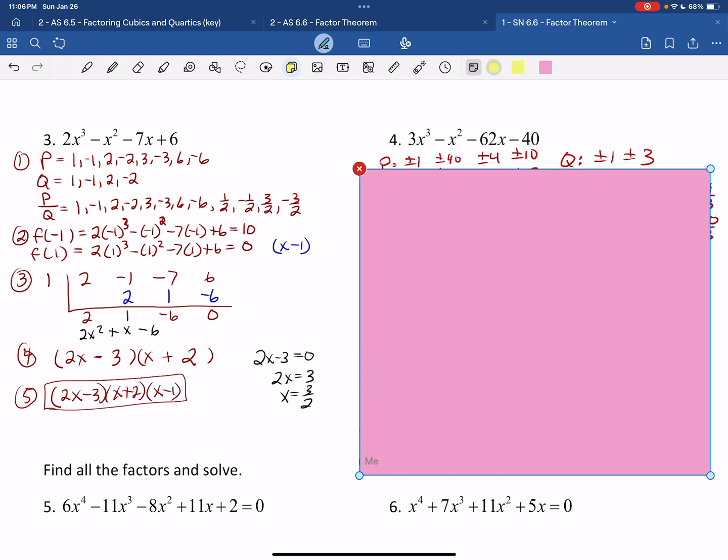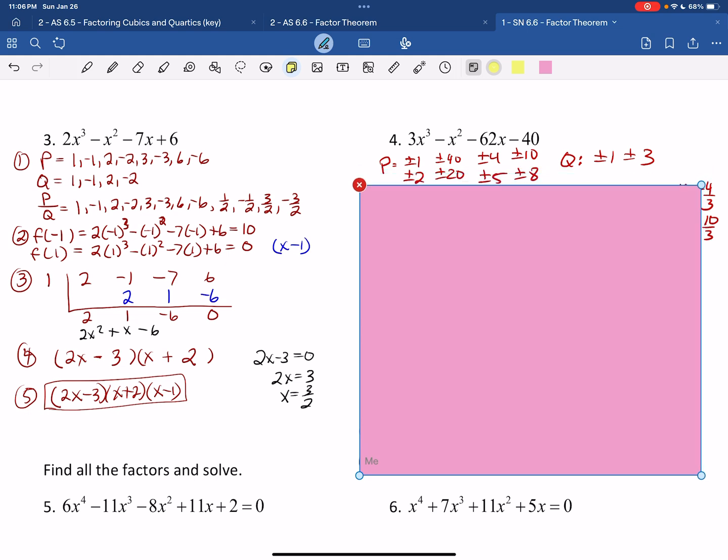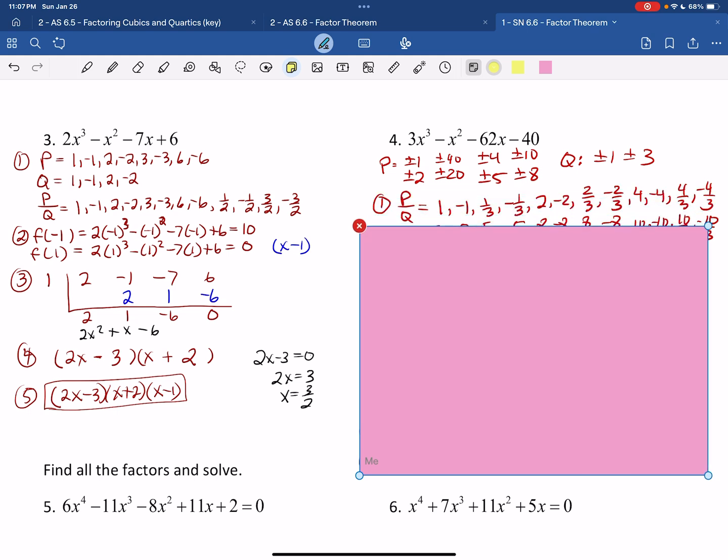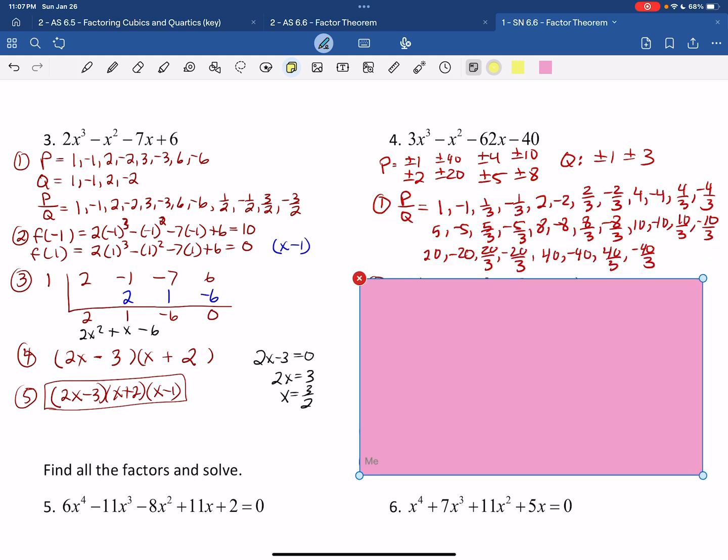So first up, P was plus and minus 1 and 40 and 4 and 10 and 2 and 20 and 5 and 8. And Q was plus and minus 1 and 3. I saved some space because I knew it was going to be a lot, so I wrote the plus and the minus. You're more than welcome to do that as well. And look at all of those numbers. That's why I had to save some space. So I got a lot of fractions. I got a lot of numbers. So it turned out to be a really big list.